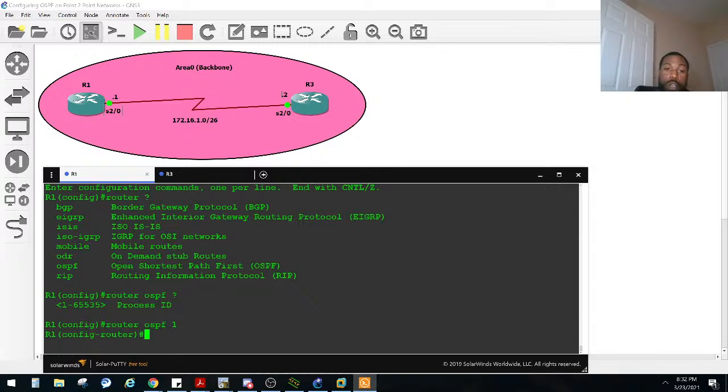Well, how do we do that? They have to be in our area, for one, for us to share it, and then we have to broadcast it out of our interfaces. How do we do that? With network statements. So these guys are in the network 172.16.1. This is the 1.0 network.